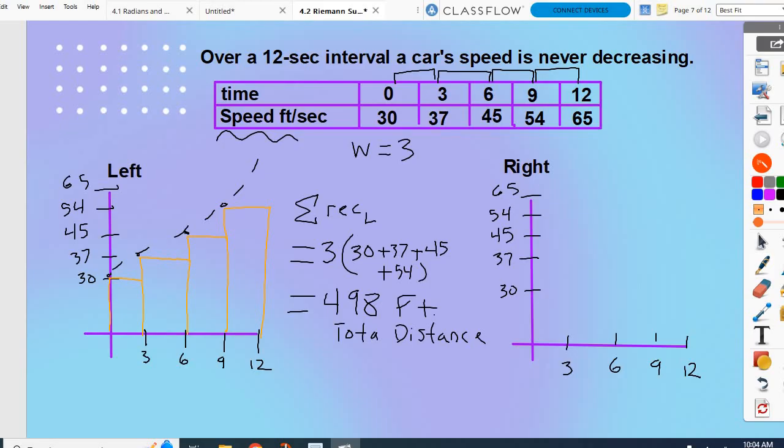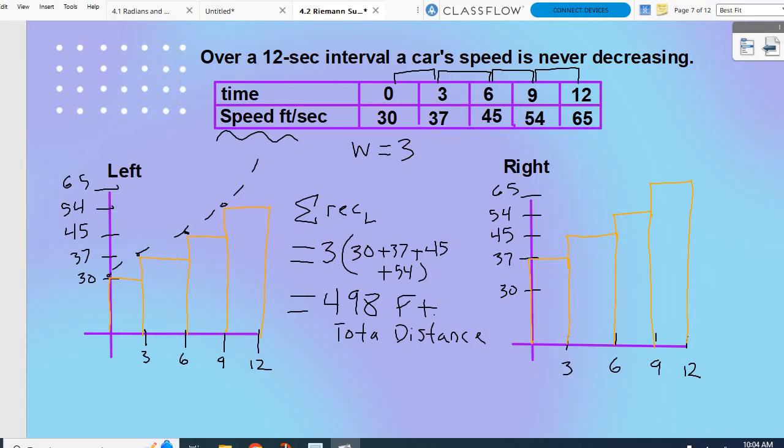So for our right one this time, we're going to use our 37 from 0 to 3. Then we would use our 45 for 3 to 6, our 54 for 6 to 9, and our 65 for 9 to 12. Again, we can factor out that 3, so we would have 3 times 37 plus 45 plus 54 plus 65. So you should get 603 feet.